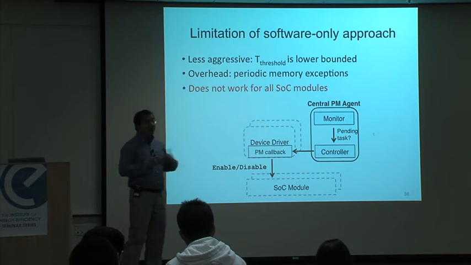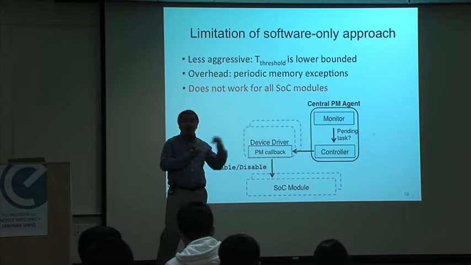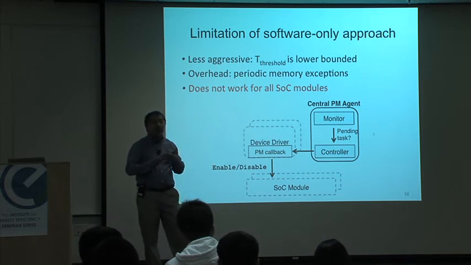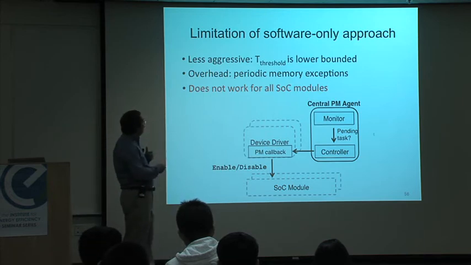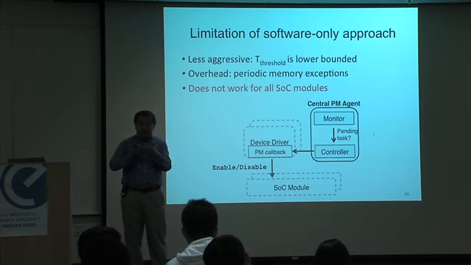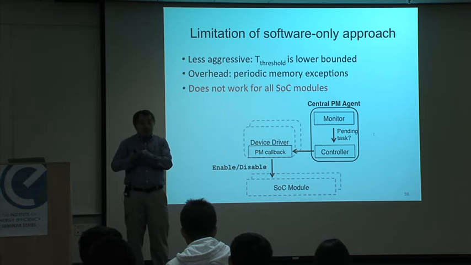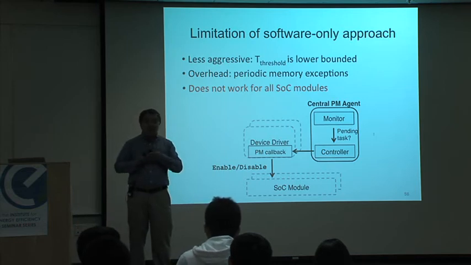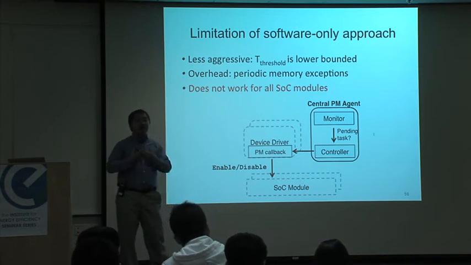Number one is it's not very aggressive. How aggressive, how fine-grained you can put the module to sleep is bounded by the threshold, the period at which you remove the memory permissions. And that is bounded. You cannot make it arbitrarily small, because some devices, even when busy, will have gaps between the register accesses, right? If the threshold is too small, you would forcibly disable a module. That causes problems, so this cannot be small. And then, for example, there is the longest DMA transaction on the bus.